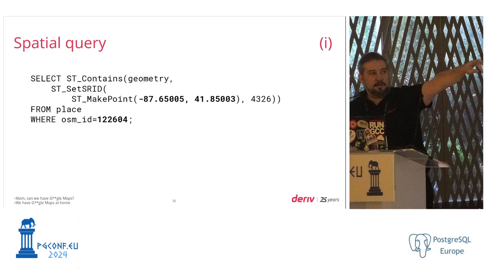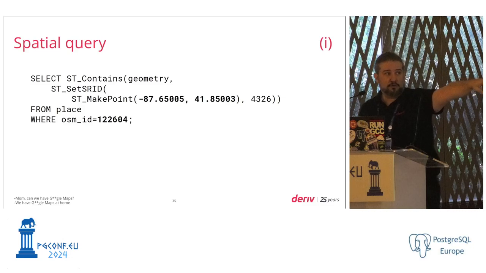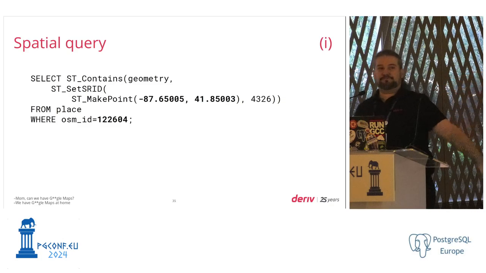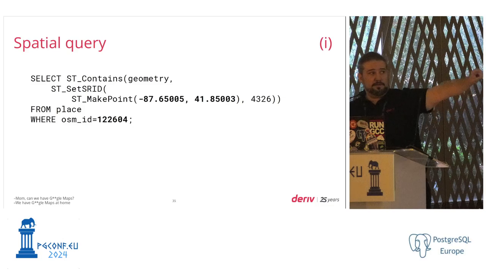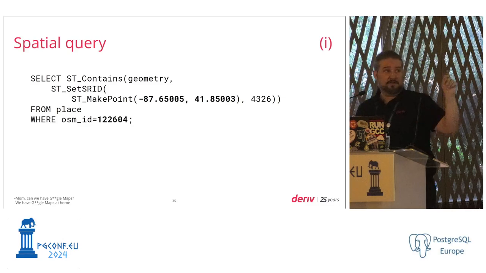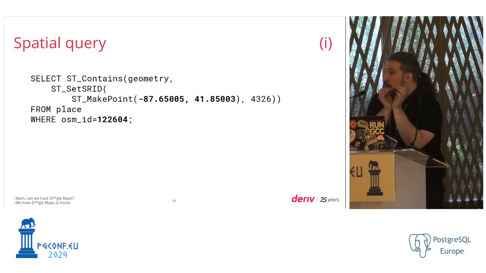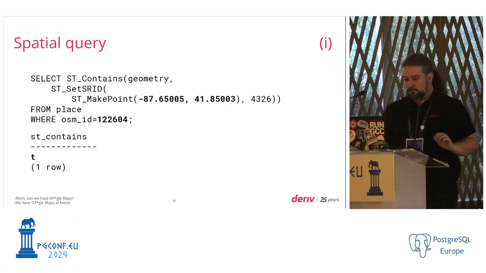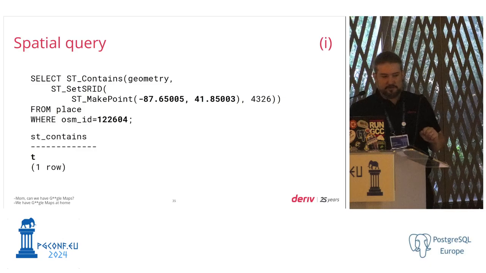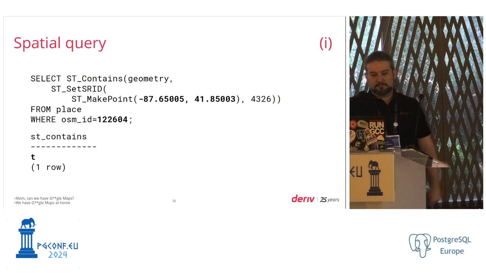So I'm selecting the geometry of Chicago, which is OSM ID 122604, from the table place that contains all places. And then I'm running the ST_Contains to see if this point that I'm creating with ST_MakePoint for these coordinates in the reference system 4326 does this point fall inside the boundaries of Chicago, the object? It does, unsurprisingly, because I chose it.